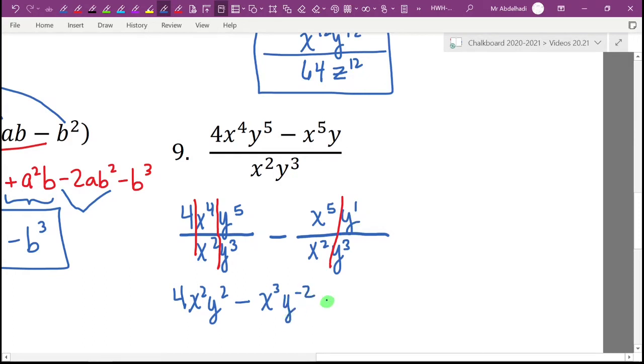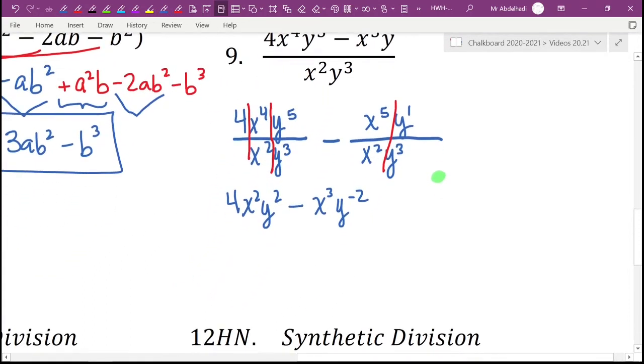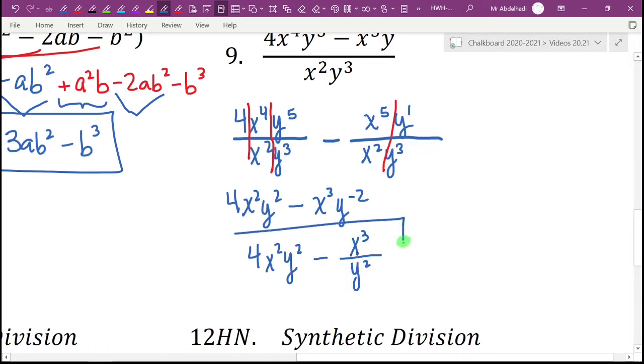negative 2. Now you may not leave a negative exponent here, so this needs to be flipped. So our final answer is going to be 4x squared y squared minus, and now because this has a negative power, this is going to get flipped to the bottom of something. It ends up down here, and this stays on the top. And there's your answer for number 9.